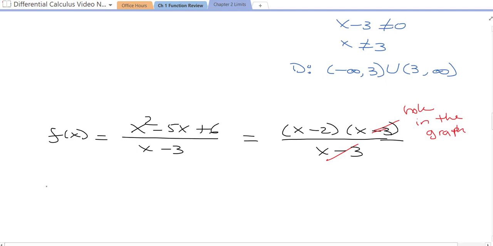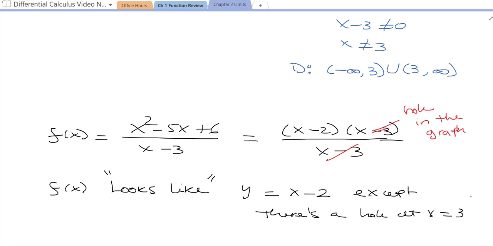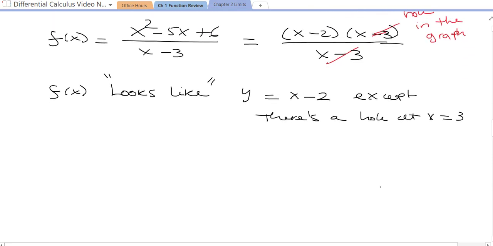So that means that the graph of f of x looks like y equals x minus 2, except there is a hole at x equals 3. And how do you find the value of that? You take the limit. And so that means that this graph is going to look like y equals x minus 2 with the hole at 3, 1. If you plug in 3 in here, 3 minus 2 is 1. So the y value, the limit, is 1.